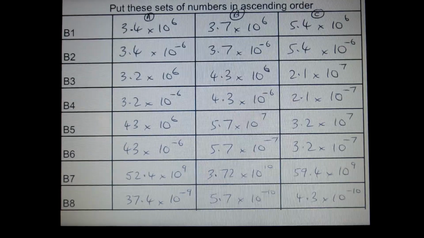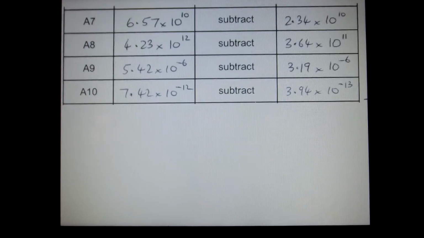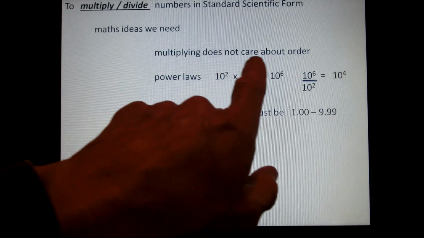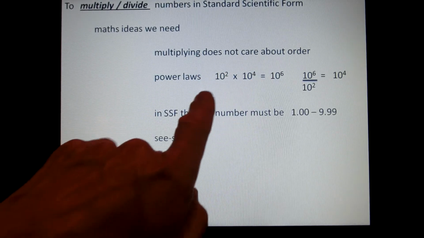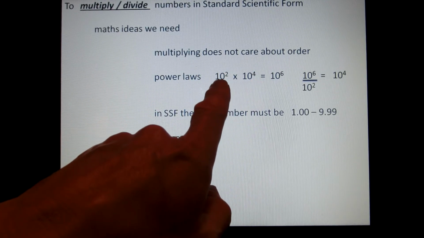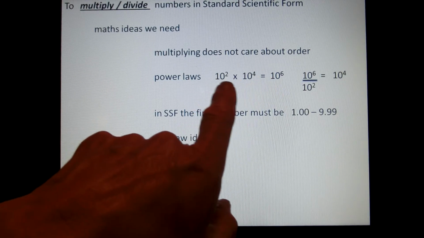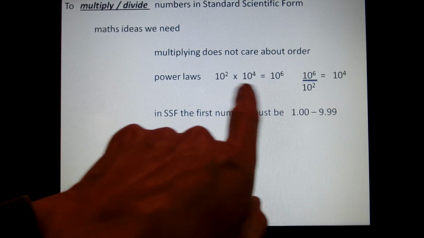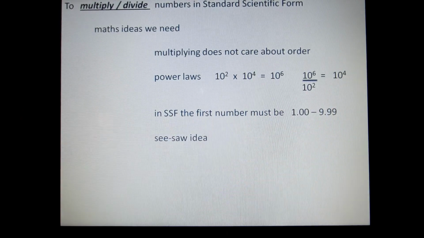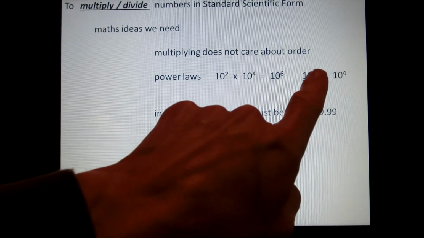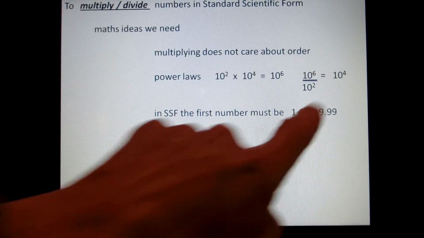On the other hand, multiplying numbers in standard form is actually comparatively easy. Multiplying doesn't care about order. We may have to use the power laws. So 100 times 10,000 is a million. So those are two key power laws, one there and one there, which you need to be aware of. So the shortcut is to add the two power numbers. Here the shortcut is to subtract the two power numbers.